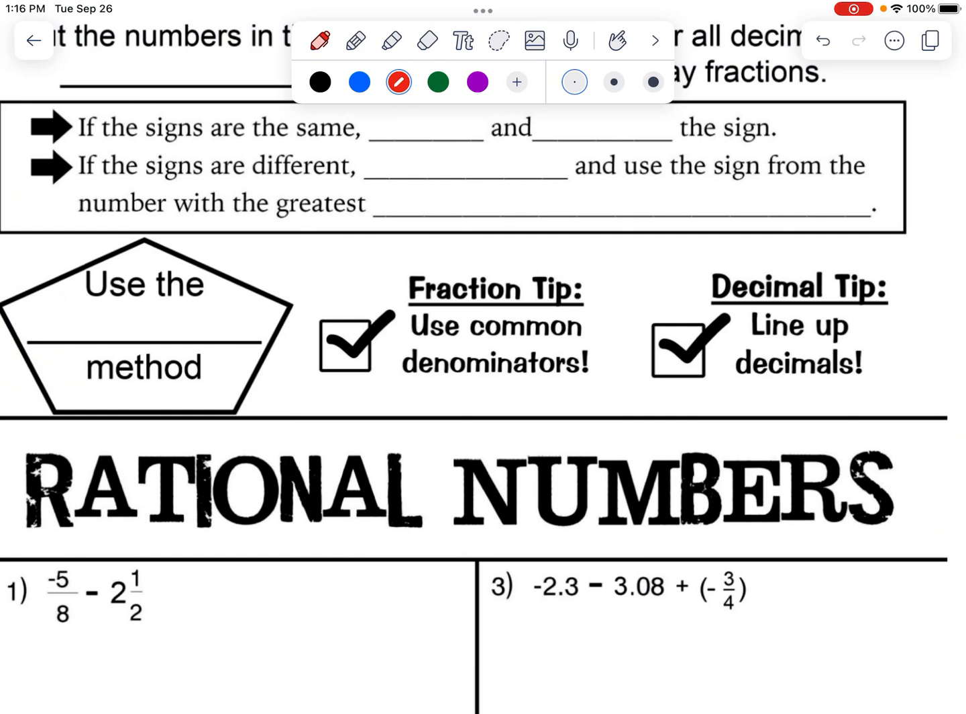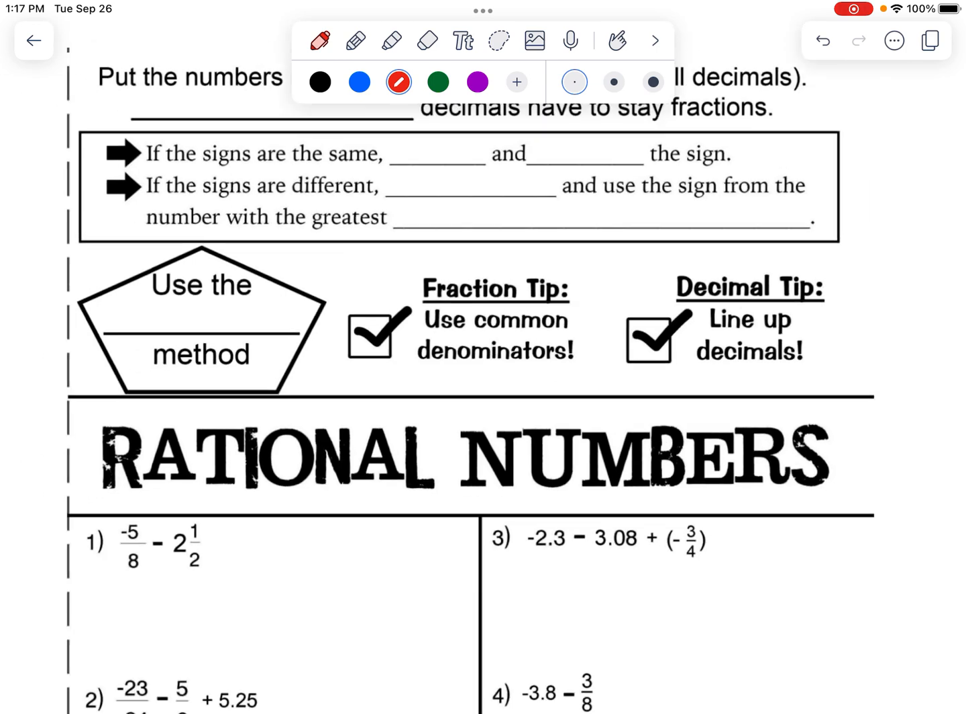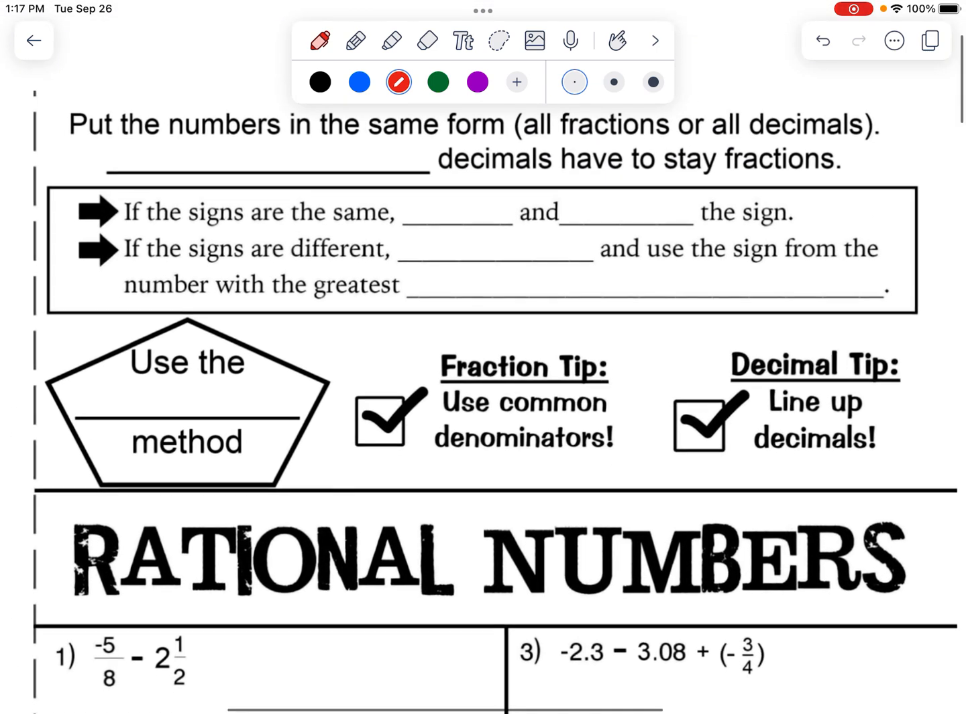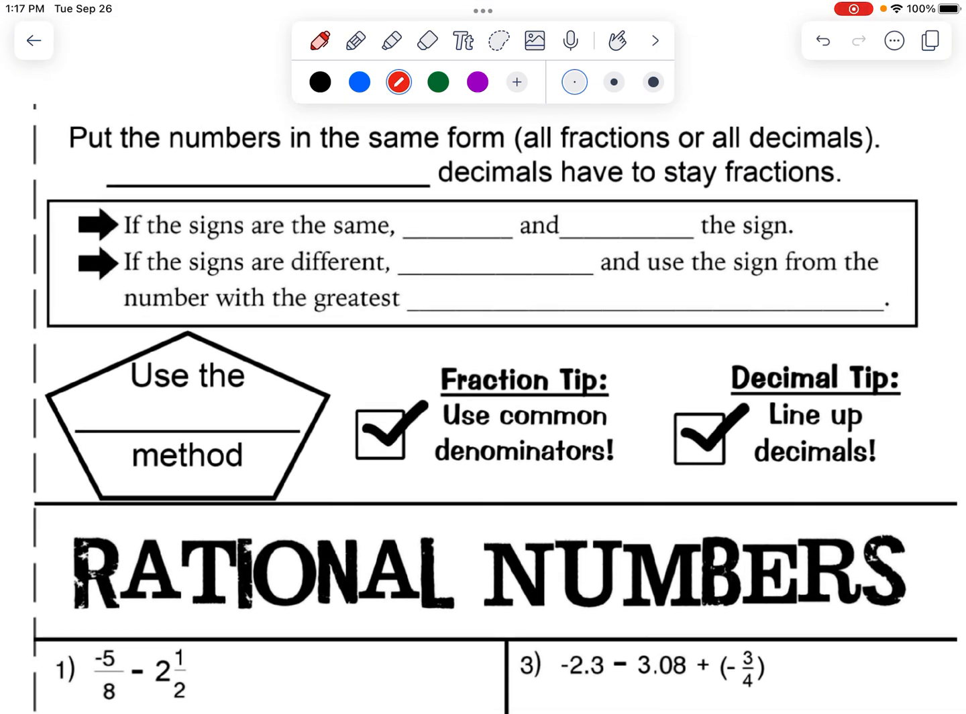All right, today we're going to talk about how to subtract rational numbers. Remember that rational numbers, for our purposes, are going to be positive and negative, fractions and decimals. So a lot of this is going to be the same as our notes from the previous class because the rules are generally the same. We're just going to be encountering more subtraction this time.